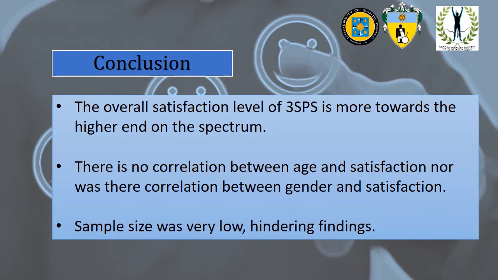In conclusion, the overall satisfaction level of 3 SPS students is more towards the higher end of the spectrum. This was shown in all 3 graphs provided in the results. There were very few in the lower end of satisfaction, showing that there are very few unsatisfied 3 SPS students. Second, there is no correlation between age and satisfaction, nor is there a correlation between gender and satisfaction. All had similar results, showing that there are very few with low satisfaction and many in the higher satisfaction.